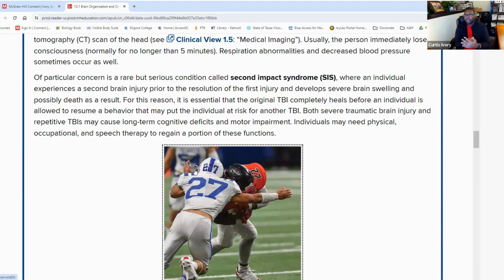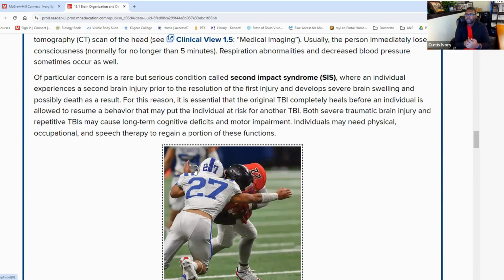So anytime you hit your head, you should always go get checked out and make sure that you don't have a concussion or that your brain is actually okay. Because remember, your brain does not have any pain receptors. So you're not going to essentially feel that your brain is hurting.